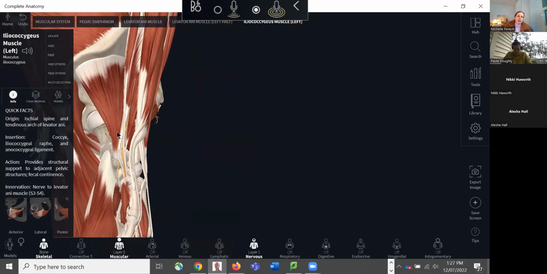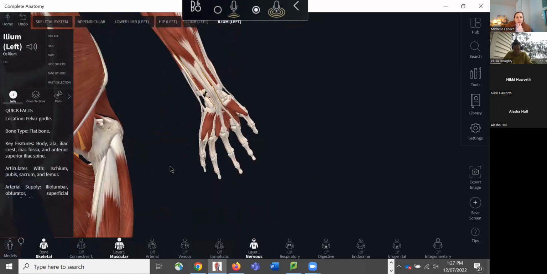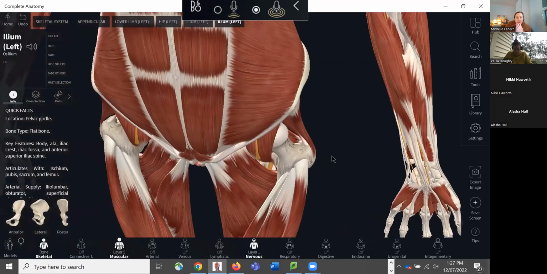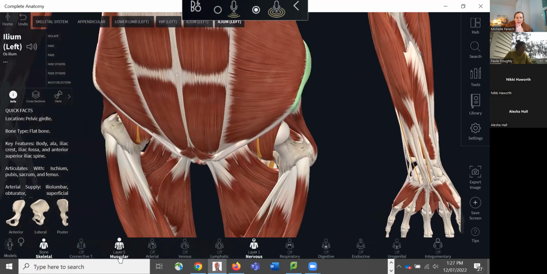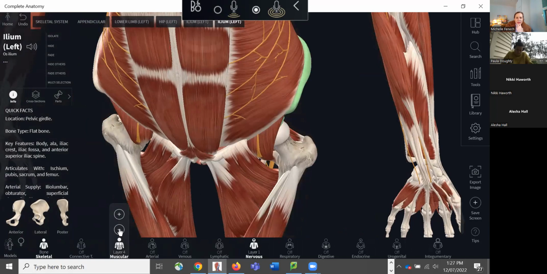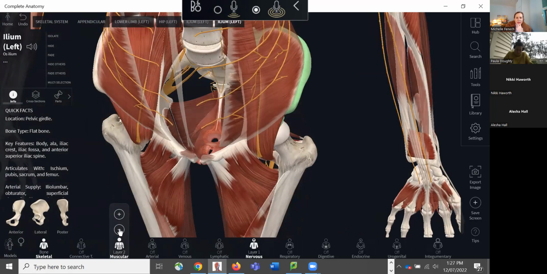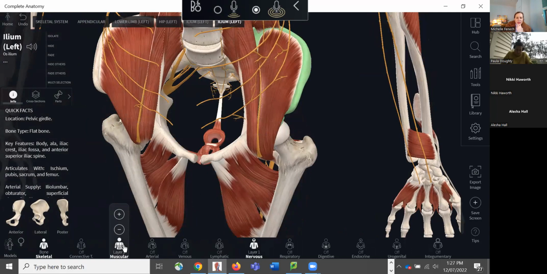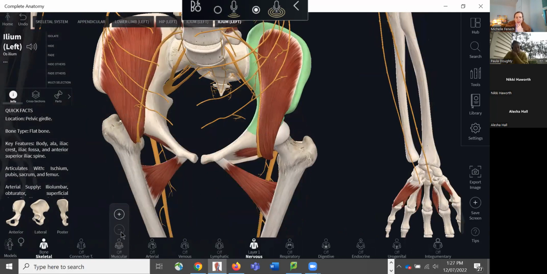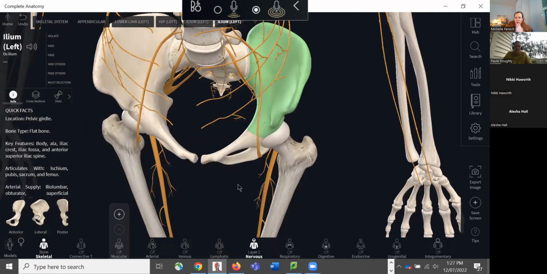Sorry, it's just going slow. It's just locked. Won't move at all. There we are. So we can take some muscle layers off there. Yeah. So if I just take all of them off, and then you can add like obturator internus on.